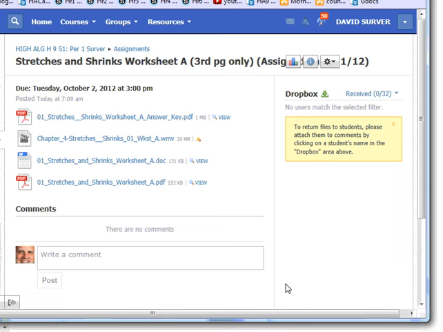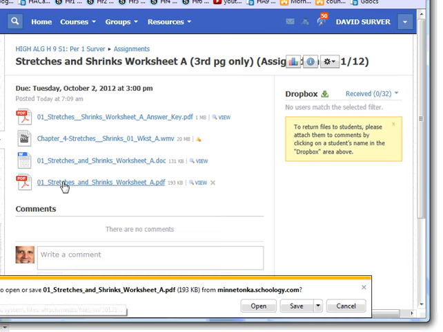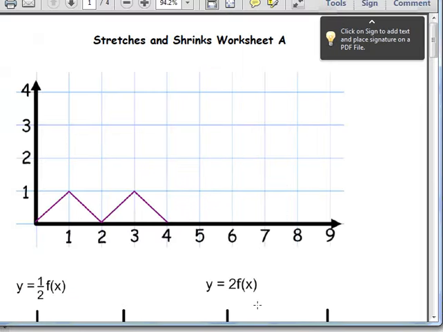All right. So what'd you find? Not the top one, that's the answer key. The bottom one, actually, is the right one here. Because we went stretches and shrinks worksheet. That's the homework for today. Don't worry about what that means. Okay, so here's your worksheet.